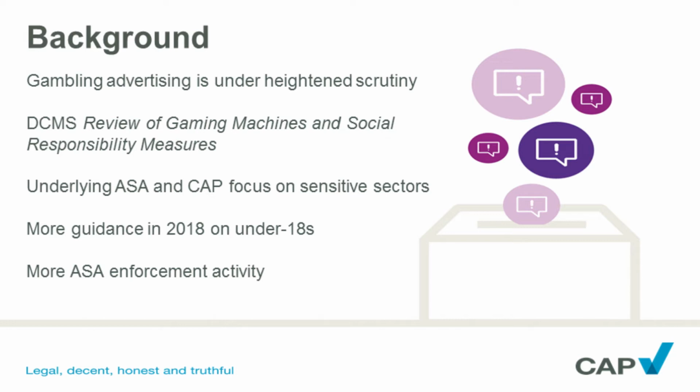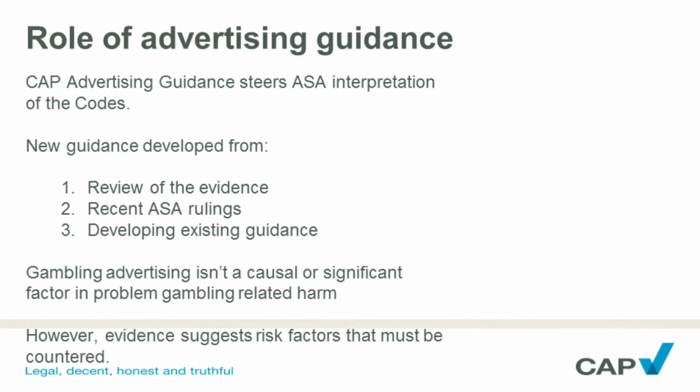So why has CAP chosen this approach? What does advertising guidance offer to the gambling industry? Guidance basically steers ASA's interpretation of the rules. It provides a flexible approach where we can put out more information and more pointers to advertisers to ensure that they're getting it right. This piece of guidance was developed primarily from a review of evidence, but also looking at existing ASA rulings and developing existing CAP and BCAP guidance to flesh out the position and hopefully provide as much help as possible to marketers to ensure that they're getting it right.